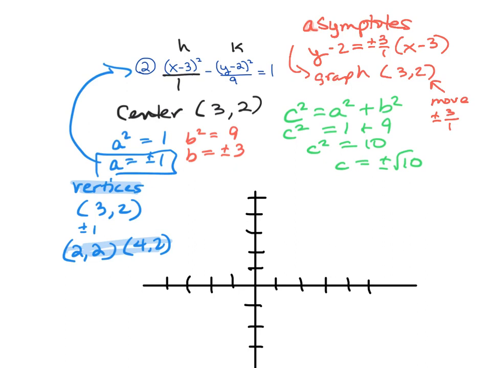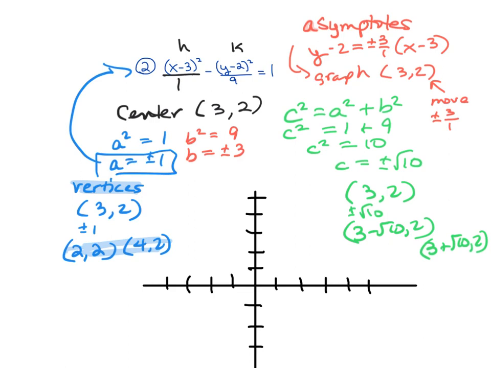So now let me calculate my focus points. Again, I'm going to take the center, 3 comma 2, and I'm going to add and subtract the square root of 10. So my two focus points are going to be 3 minus the square root of 10, comma 0, and 3 plus the square root of 10, comma 0.